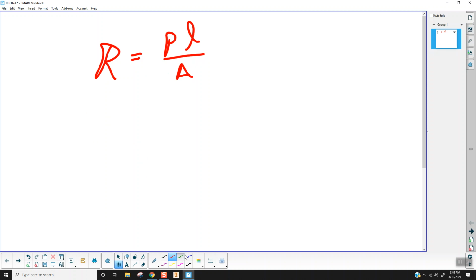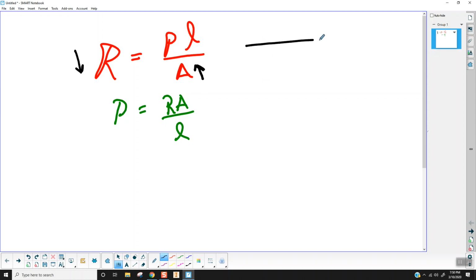So if I rearrange this formula just a little bit, what we get is that resistivity is going to be resistance times your cross-sectional area all over length. We're going to use this in a moment when it comes to graphing, but just unpacking this a little bit, we see that if I were to increase the length of my resistor, my resistance should also increase. However, if we look at the reverse of that, for example, if I were to increase my cross-sectional area, my resistance would actually go down.